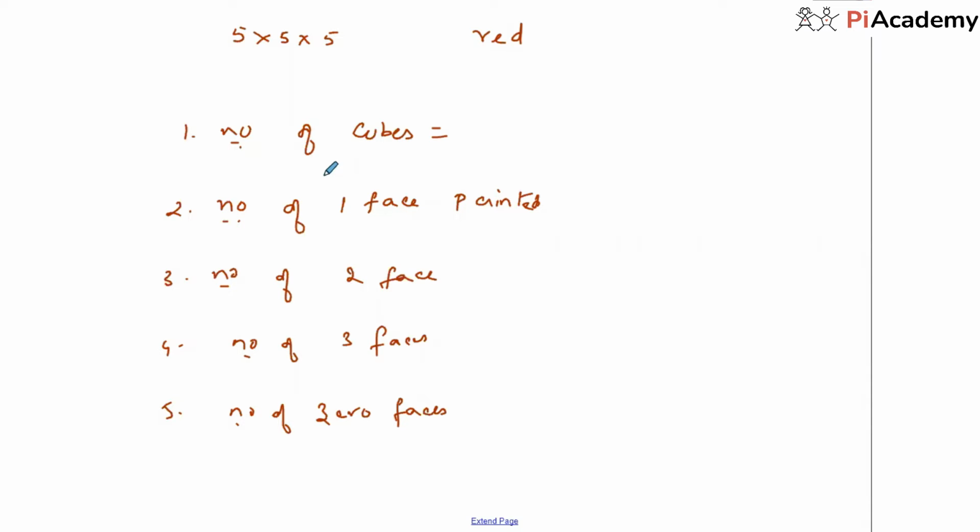Done? Anyone? Are you done? Yes. Ananya, good Ananya. Let others also finish. Arav, are you done? Almost. I'm on number 4. Done. Okay.